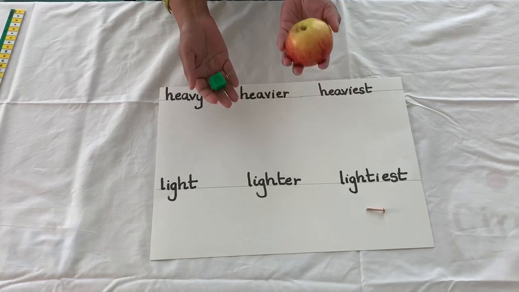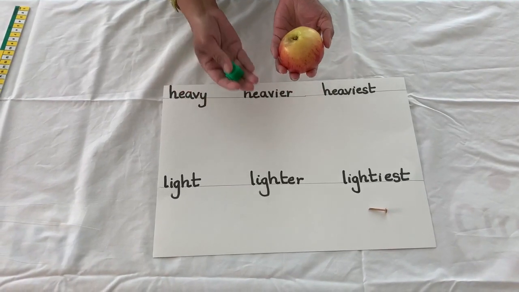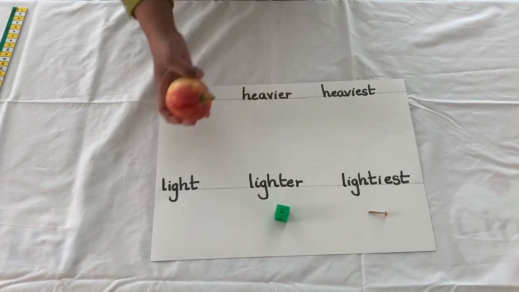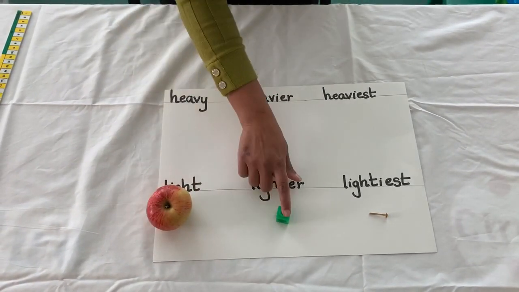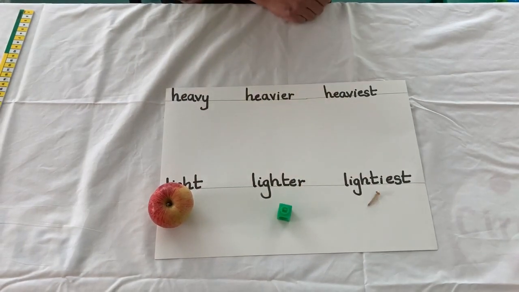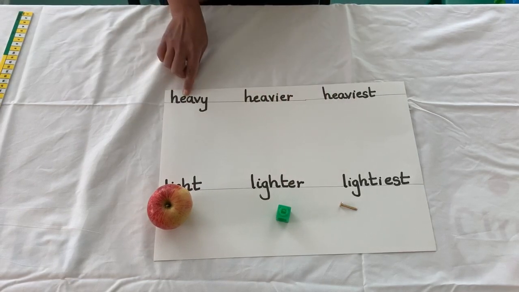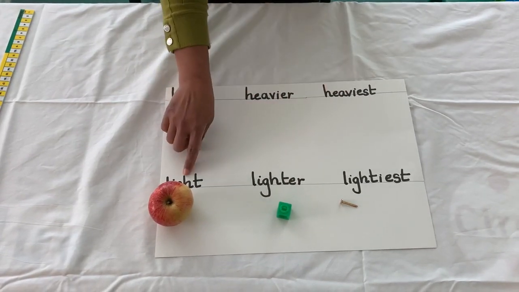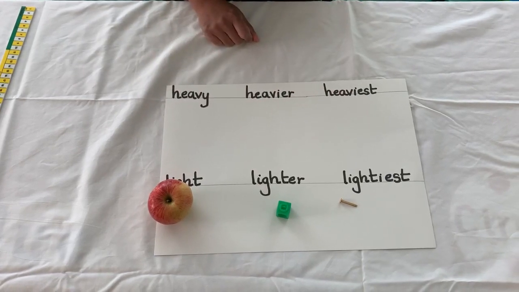And these two, which is lighter, apple or the multilink cube? I feel the multilink cube is lighter than the apple. So the apple goes there. So the apple is light, that's lighter, and that is the lightest, okay, out of all the three. So we sorted these three objects as heavy, heavier, heaviest, light, lighter, lightest. It's gone a bit opposite there, hasn't it?